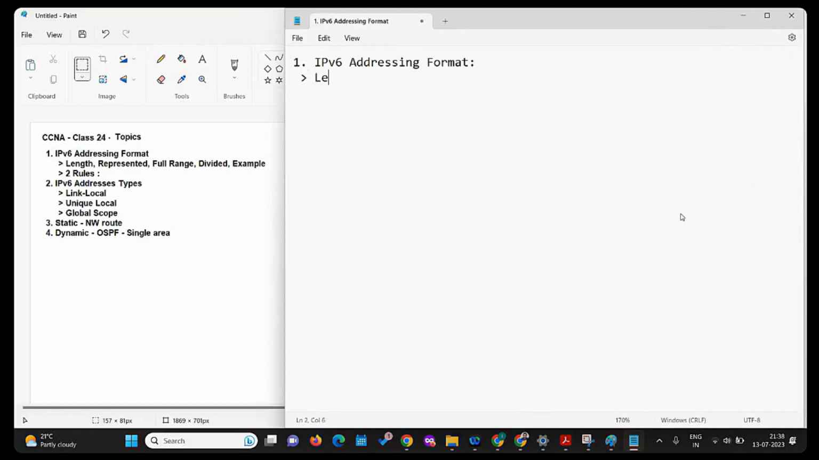What is the length of an IPv6 address? It is 128 bits. Bits means what? 128 zeros or 128 ones. Like that, the address will be the actual address. But we cannot speak in bits, right? Zeros and ones. So we will represent it in another numbering system.